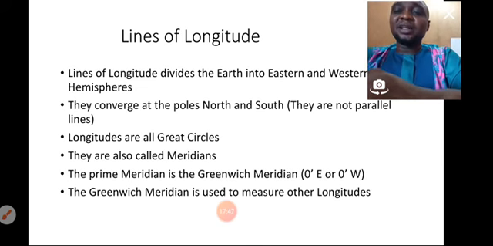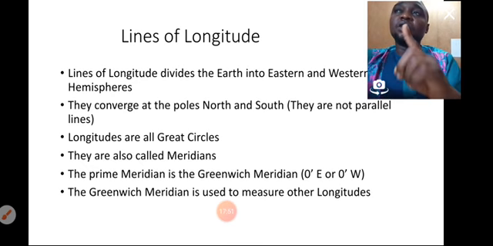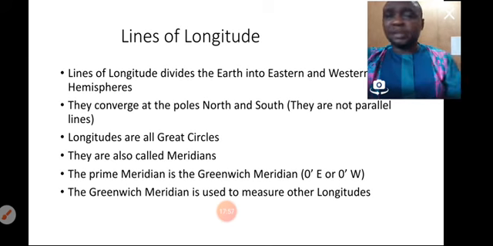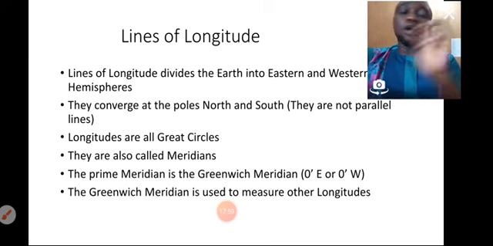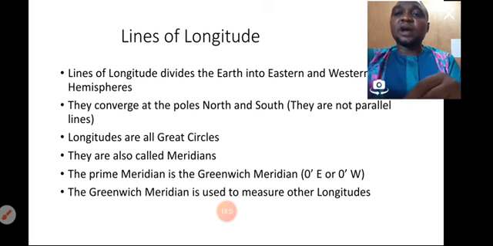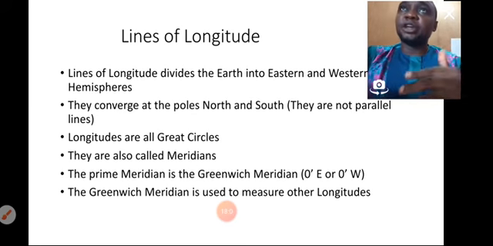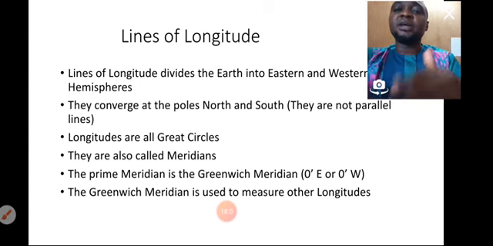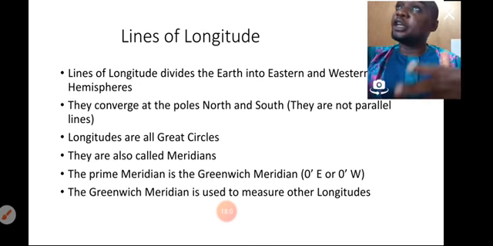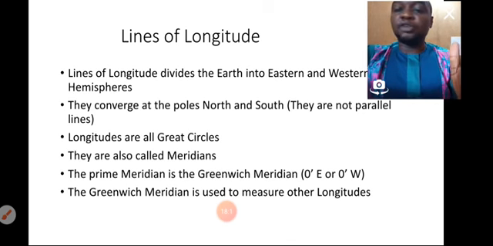longitudes, also, they are all great circles. Unlike the latitudes, where only the equator is a great circle, in the longitudes, all of them are great circles. All of them. They are also called meridians. So in case you see a WAEC question or a JAMB question talking about meridians, it's something you already know. It's just another name for longitudes. Nothing serious there.